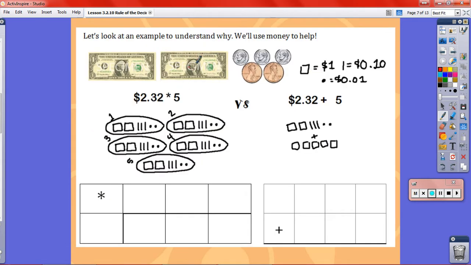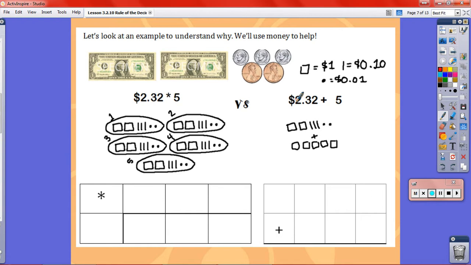So if you have $2.32, which I'm going to represent with symbols. A square is $1, a line is 10 cents, and a circle is a penny, or 1 cent. I can do $2.32 times 5 by making 5 groups of $2.32.